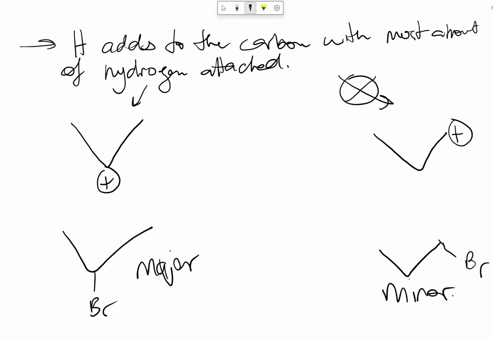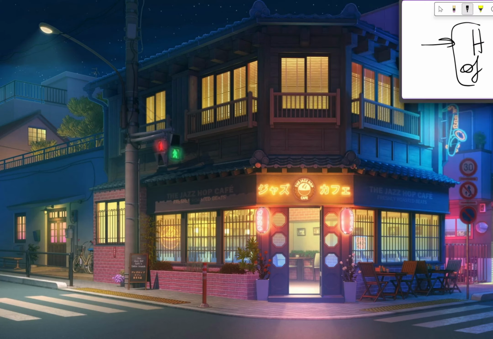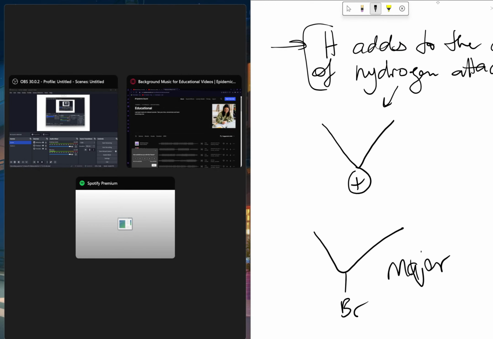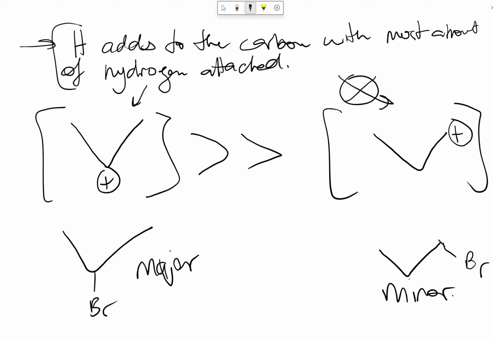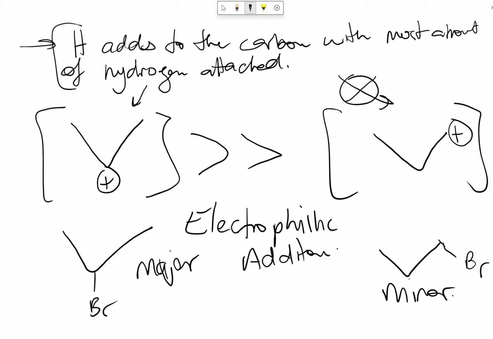And that's really it. Just remember Markovnikov's rule, how that works, the difference in stability of the intermediates, and the fact that this is an electrophilic addition mechanism, because the electrophile, which is our hydrogen, is going to be adding to the molecule first. So when the electrophile adds first, we call it an electrophilic addition. So that's it.